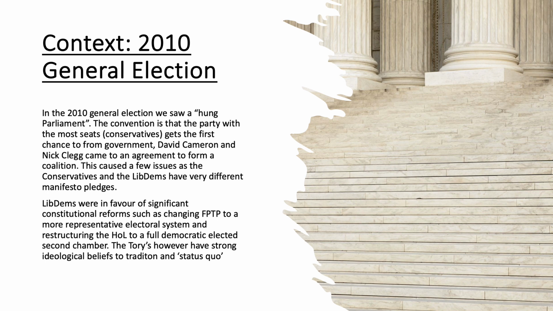Also, the Lib Dems were in favour of significant constitutional reform, particularly changing first past the post to a more representative electoral system, because obviously they're a smaller party, and in first past the post you don't really have a chance if you're a small party. And they wanted to restructure the House of Lords to a fully democratically elected second chamber. The Conservatives, however, are very traditional and status quo. The Lib Dems wanted proportional representation, but the Tories only agreed to AV, which will come up later.